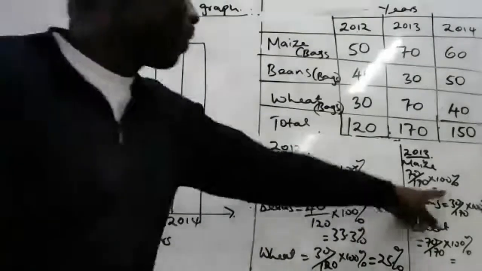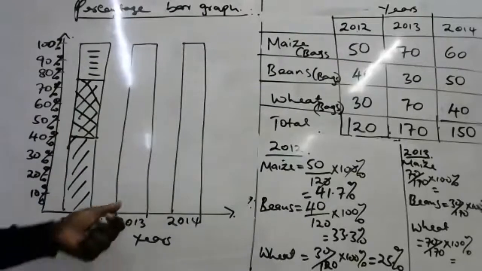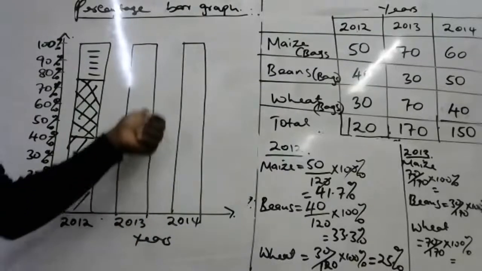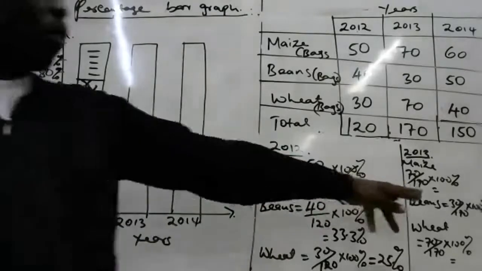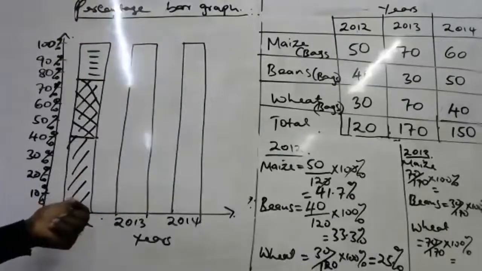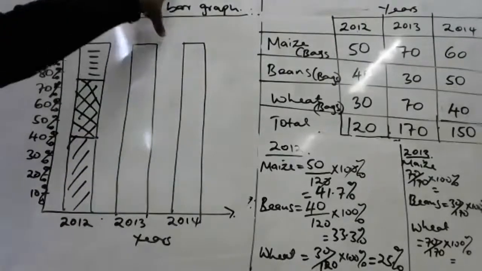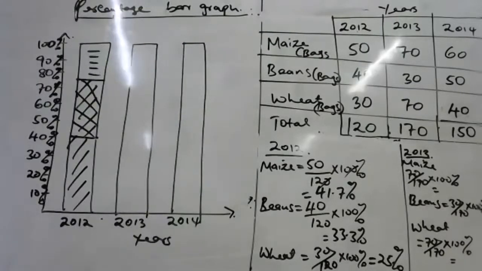Once you get those percentages, you come again and subdivide the values of the bar for that year on the basis of the percentages that we get there, the same way we have done here. So whatever comes out is now going to be called the percentage bar graph.